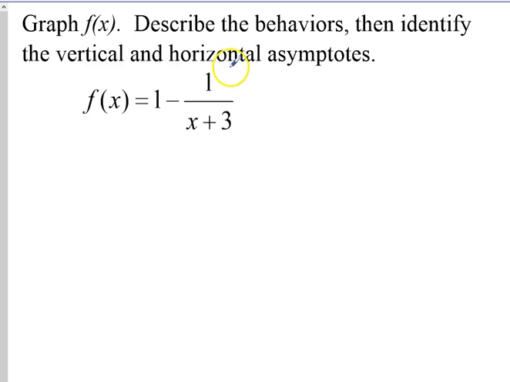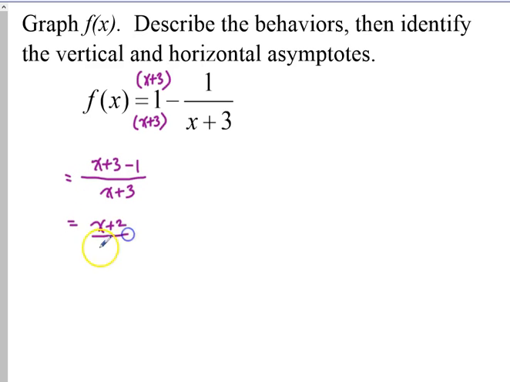Okay, so what we're going to do is determine algebraically where the vertical asymptote is. So first we have to get this into the form of a rational function, right? F of x over g of x. So let's do that like we did previously. We're going to multiply this side by x plus 3 over x plus 3. Okay, so now we can combine. Okay, so we've created here a rational function.